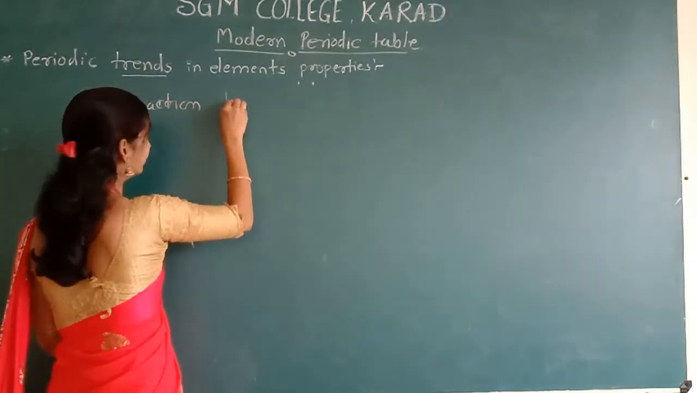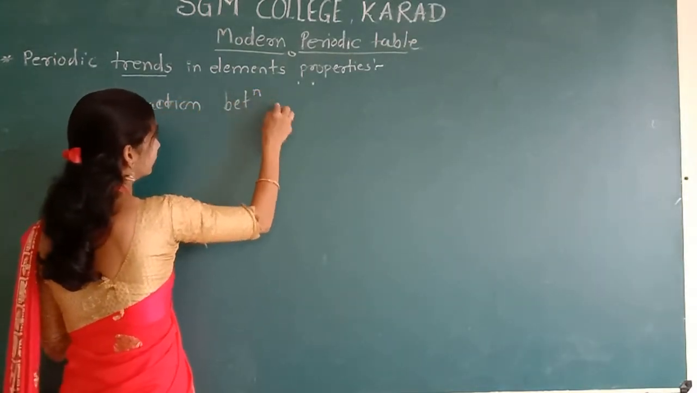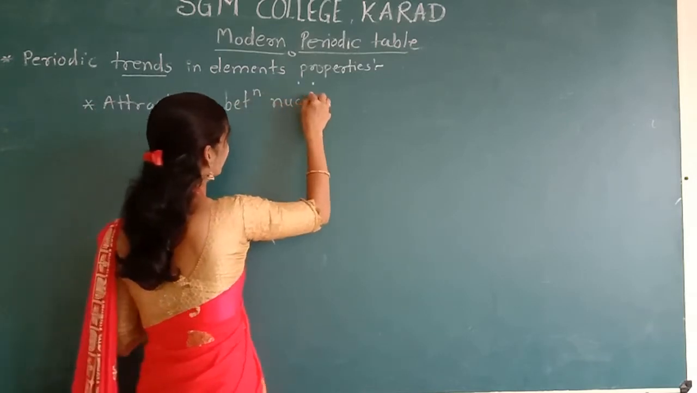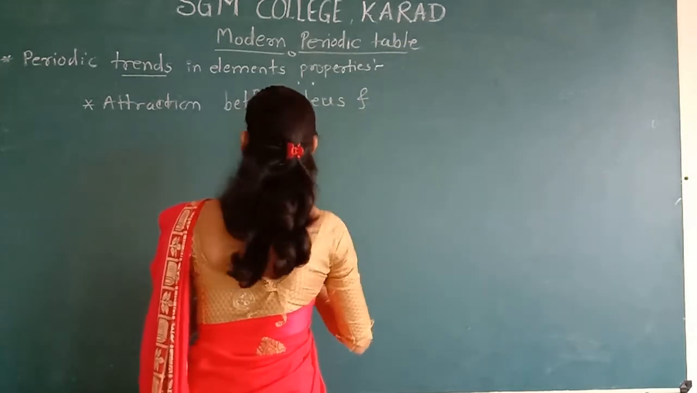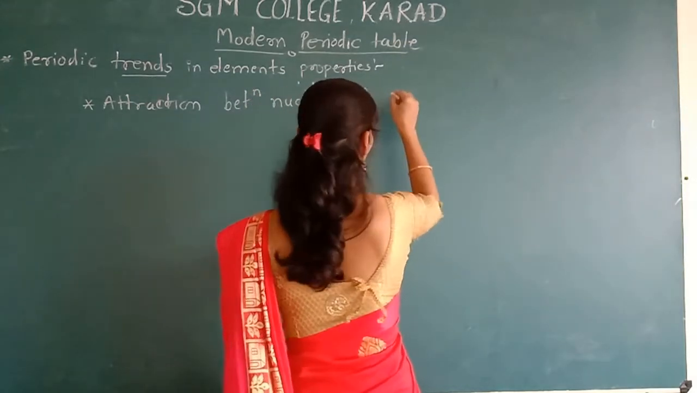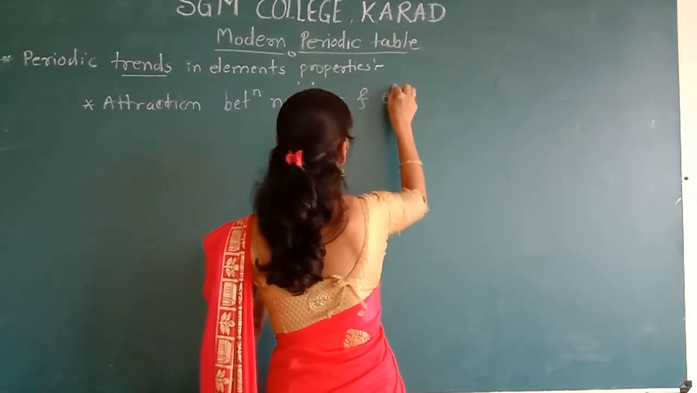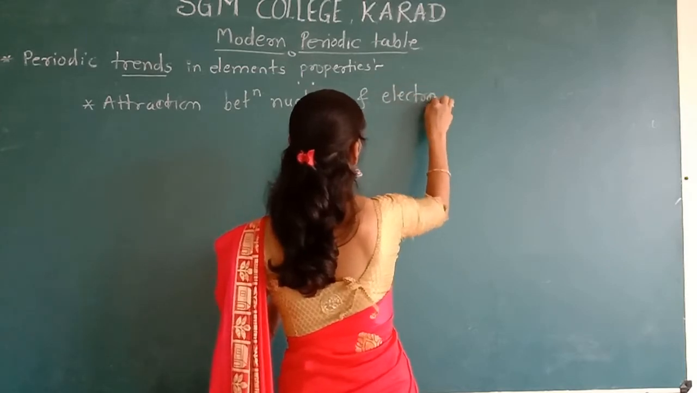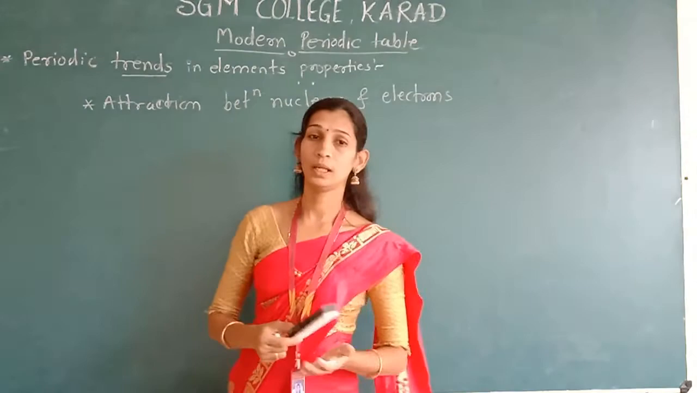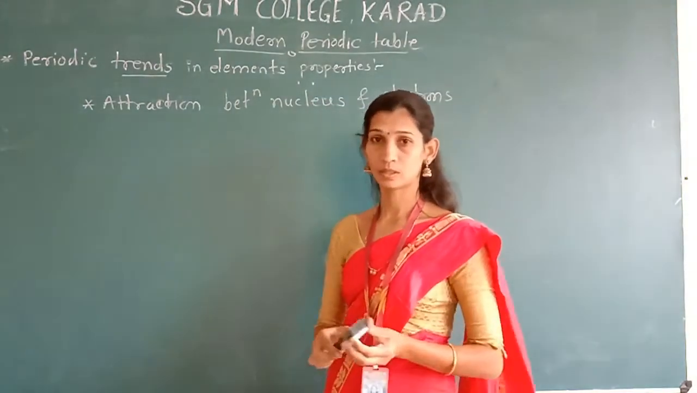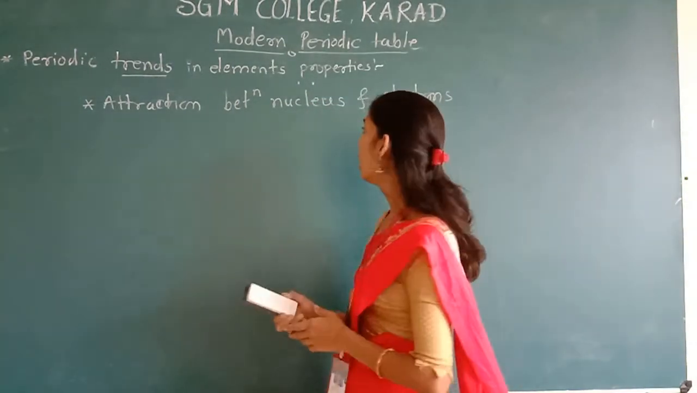Attraction between nucleus and electrons. The electrons present in the outermost shell.